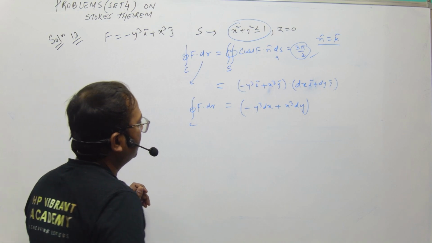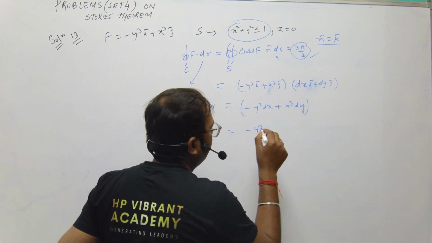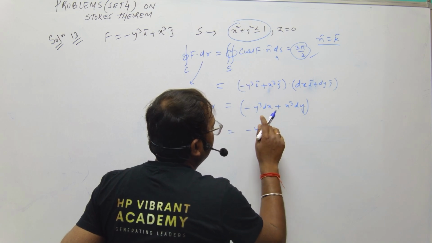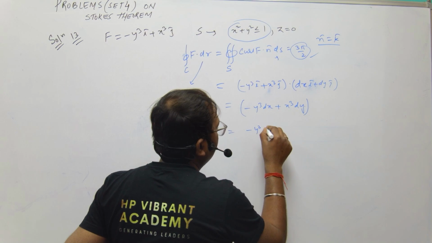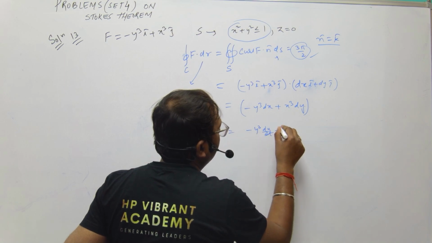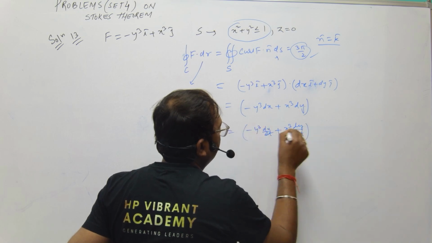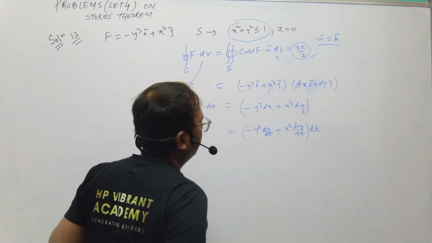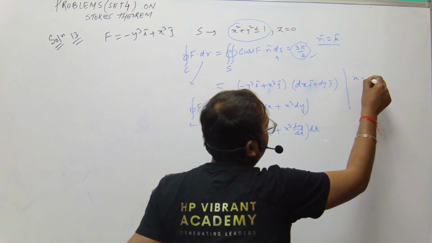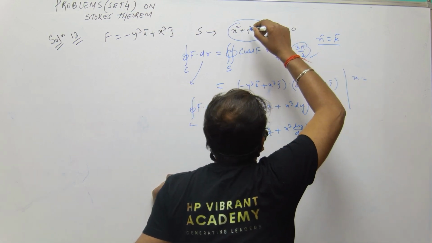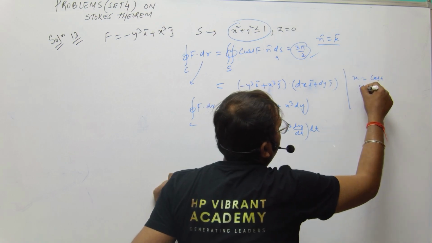We can write this in parametric form. We can divide by dt and multiply by dt, so this is minus y cube dx upon dt plus x cube dy upon dt, into dt. In terms of parametric form, since x square plus y square is equal to 1, we can take x is equal to cos t and y is equal to sin t.